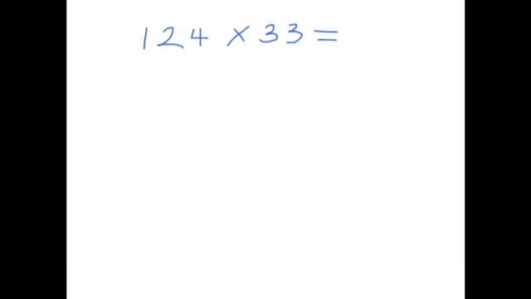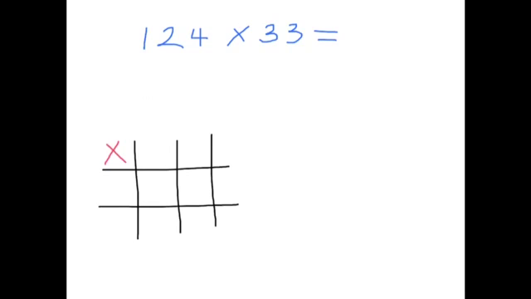This next section will show you how to multiply a 3-digit number by a 2-digit number using the grid method. Start off by partitioning your numbers into hundreds, tens, and units. So 124 becomes 100, 20, and 4. And 33 becomes 30 and 3. Now place these numbers into the grid like so.